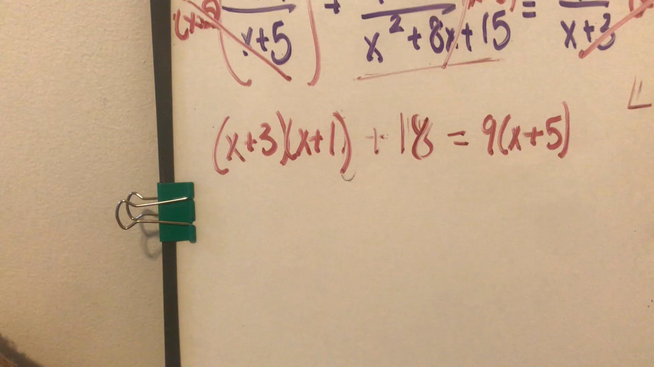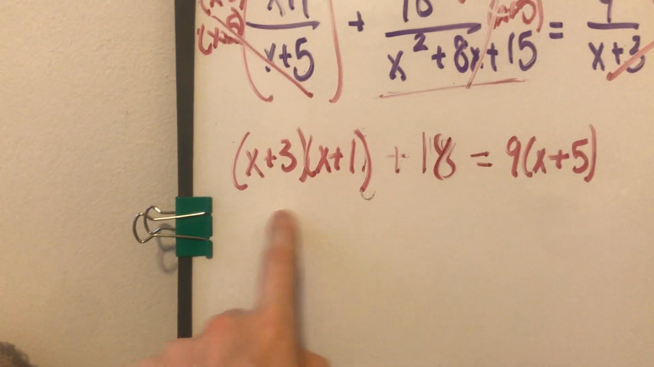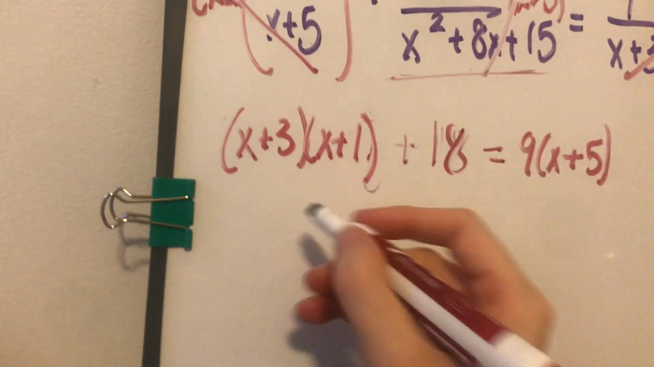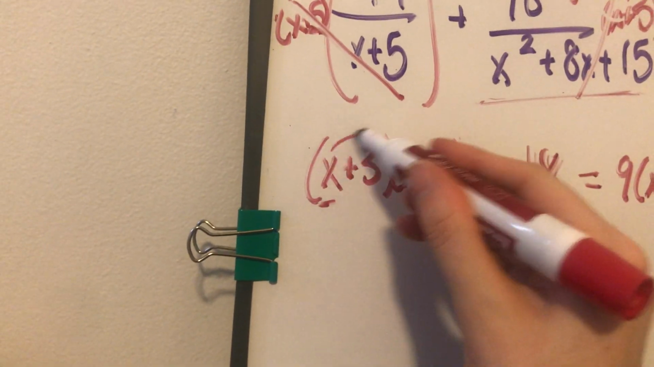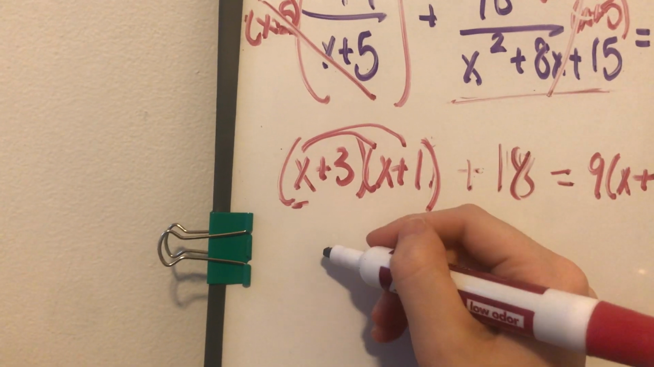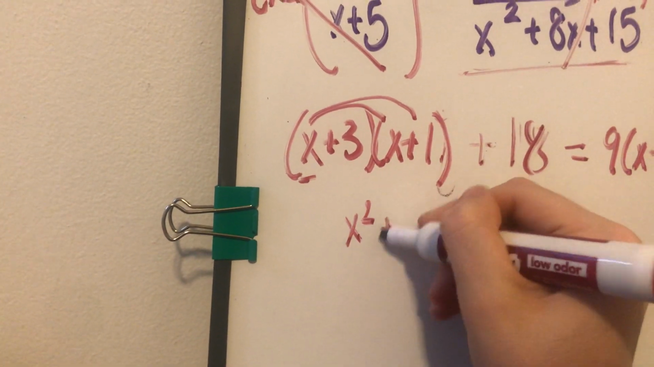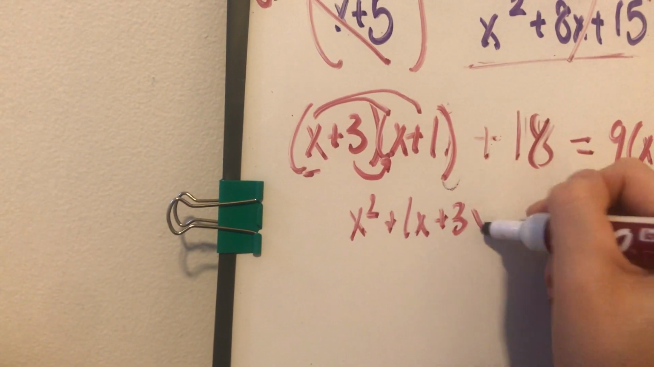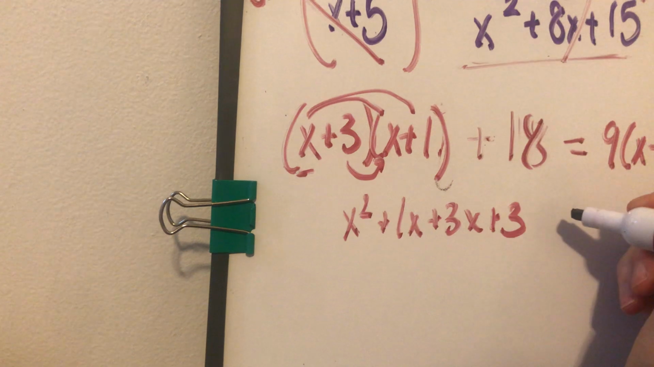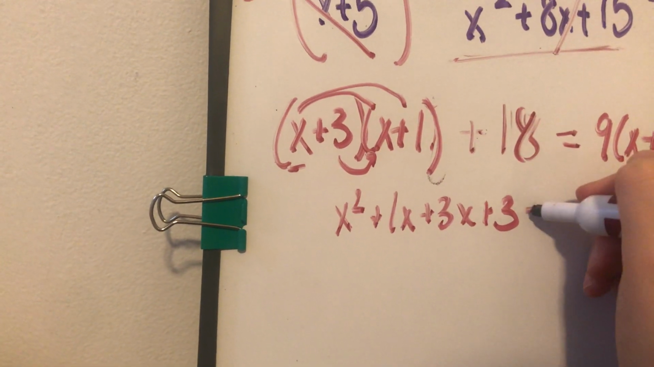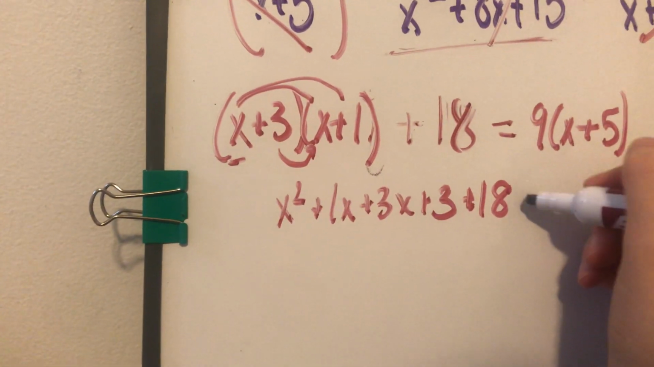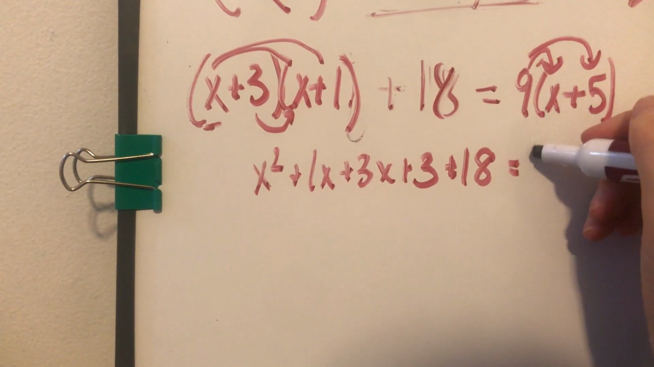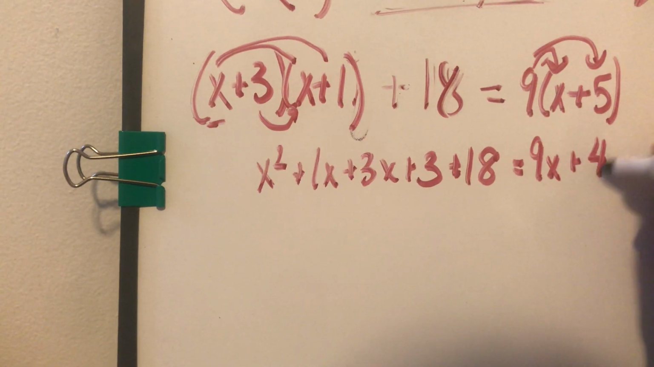Now your next step here is going to be to FOIL out this parenthesis. Let's see what this is really equal to. I'm trying to solve for x. So starting with my x, I'm distributing that into my second parenthesis. I will have x squared plus 1x. Then I'm going to have a plus 3x plus 3. Then I'm going to carry down this plus 18 equals, and sure, we can distribute this over here. I'm going to have a 9x plus 45.